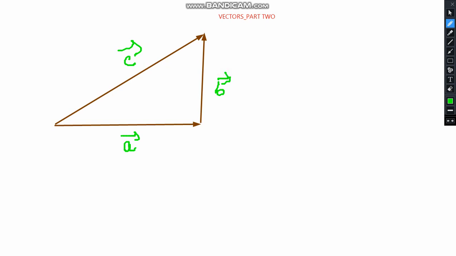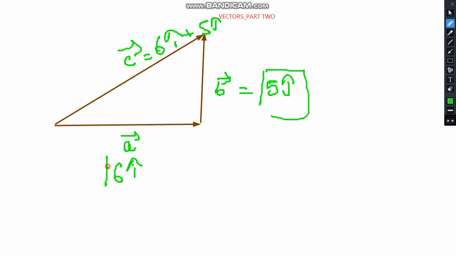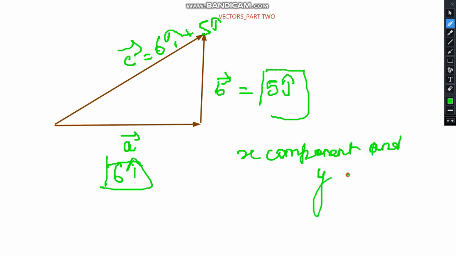So here we can see that b vector could be 5 j cap. This could be 6 i cap. So they may ask you a question: what are the components, or what is the value of the c vector? That is basically 6 i cap plus 5 j cap. You just add this. We are just adding the x component and the y component. Simple addition. There is nothing more complicated in this vector. Just simple addition: 6 i cap plus 5 j cap.